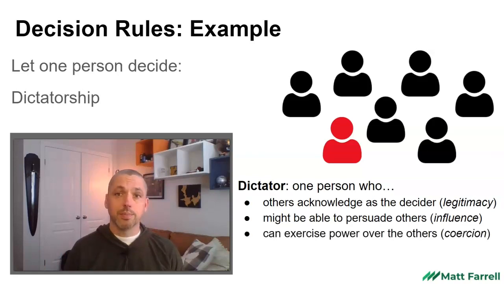Alternatively, the dictator could be a person that exercises some kind of power over the other individuals. Maybe it's financial, maybe it's just a matter of threatening violence, but we call that coercion. That person is able to coerce everyone else in the group to go along with their decision. So that is one model of decision making. One person could just make decisions on behalf of the entire group.